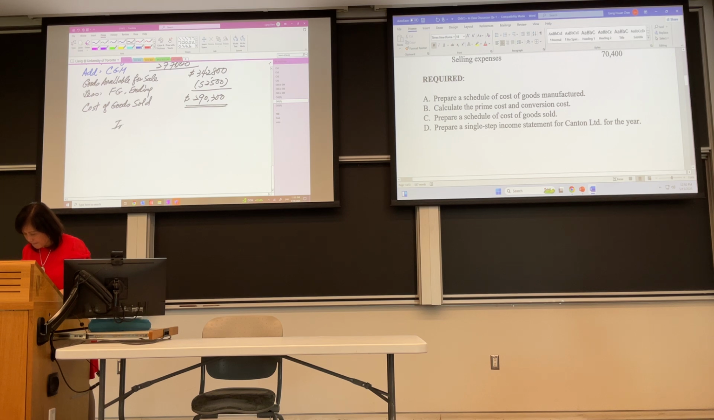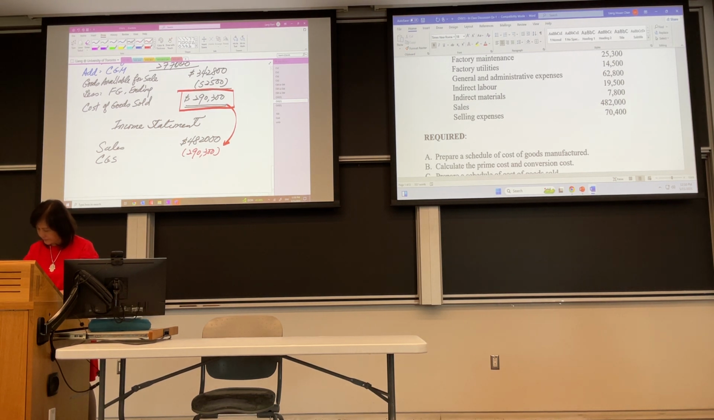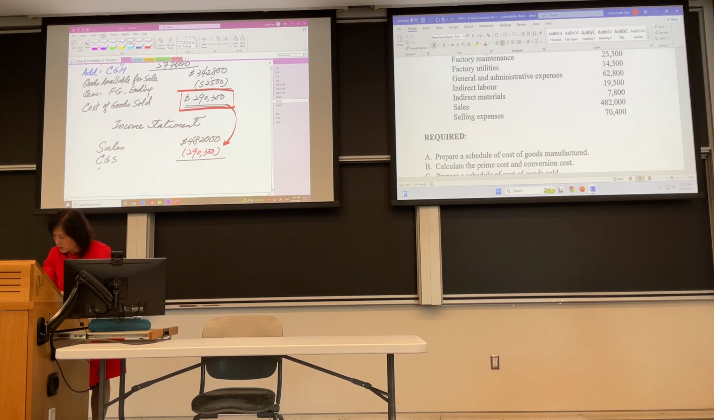Income statement. Sales, 482,000. Cost of goods sold. You see, step by step, right? Step after step. 290,300. Okay, sales minus cost of goods sold is called gross margin. Leftover is 191,700.